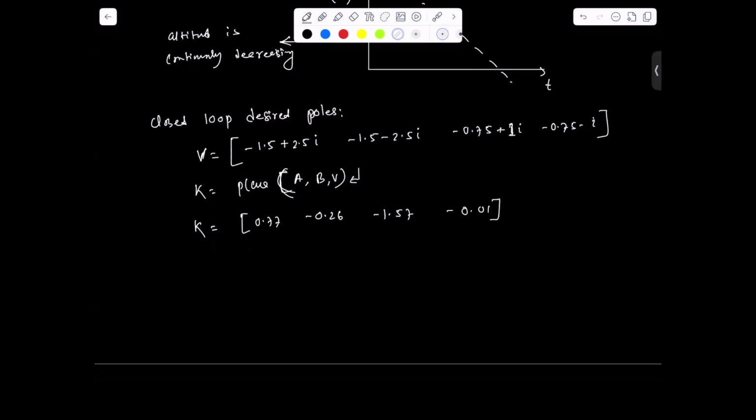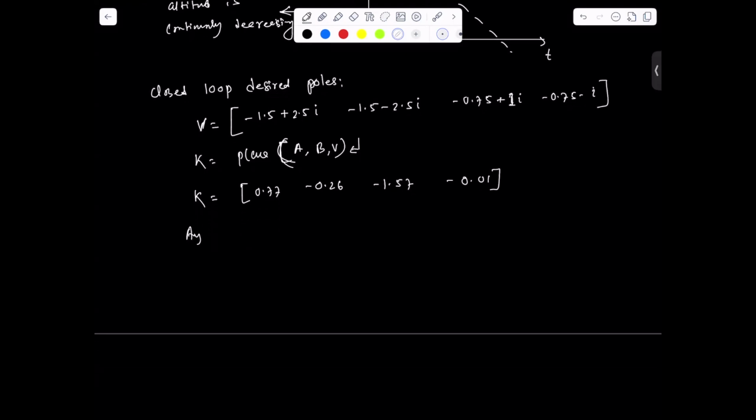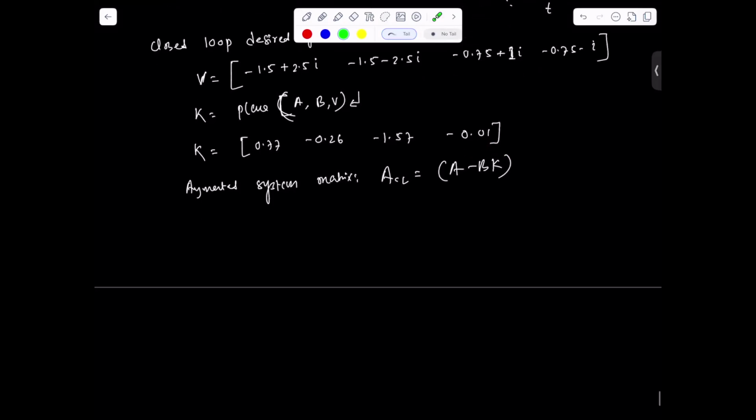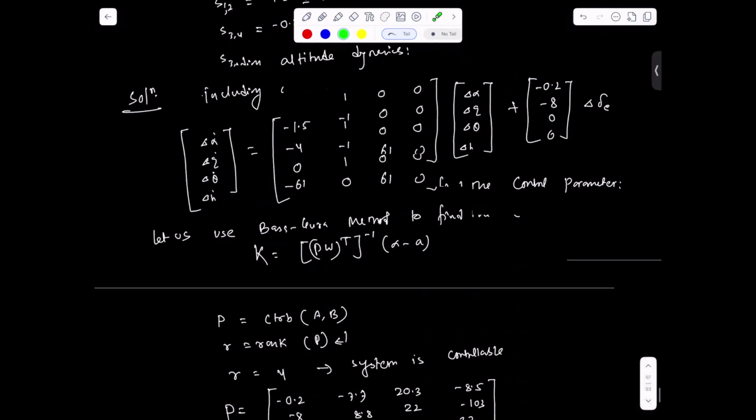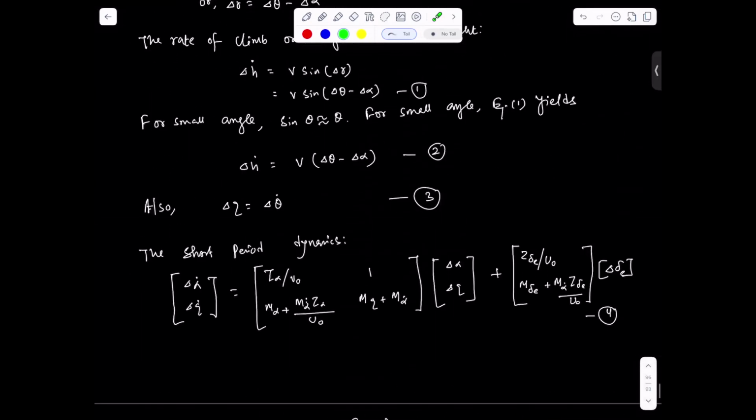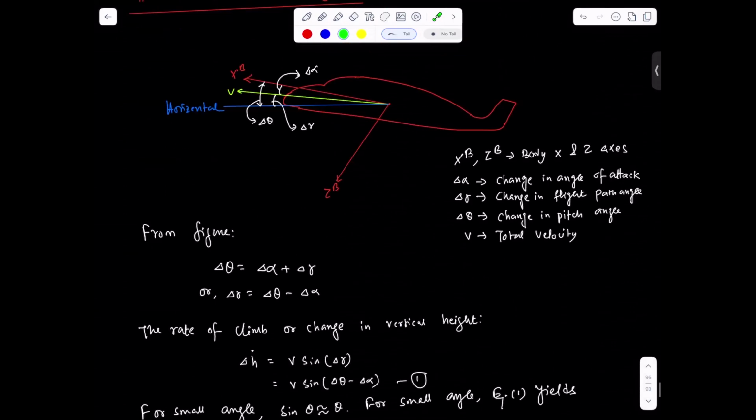So the augmented system matrix, you can find, ACL equal to A minus BK. All the matrices are known. We know A, B, and K is already found here. So now we can write the code for this particular example. This is the code for this example.